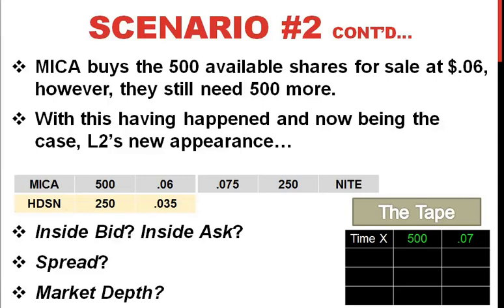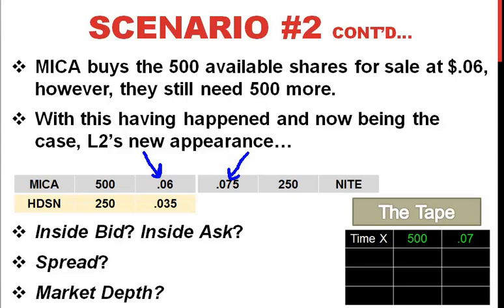So let's ask some questions here. What is now the inside bid? If you said 6 cents, good job. And I'm going to pause here to give you a second to pause if you want to. What is the inside ask? If you said 0.075, good job. Again, inside bid is the best available offer to buy. Inside ask is the best available offer to sell.